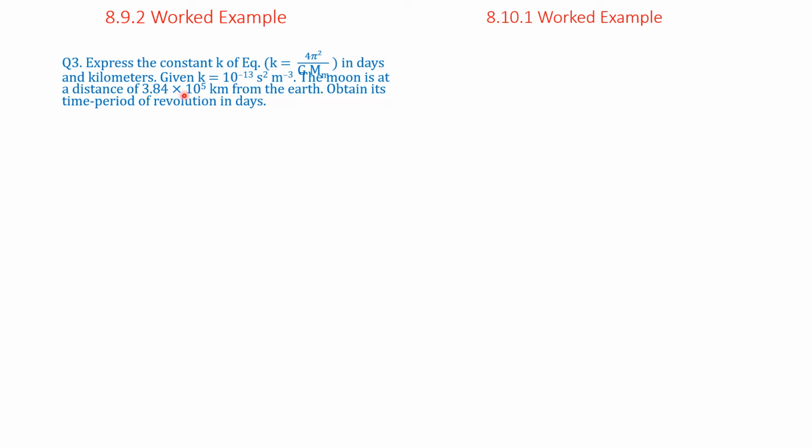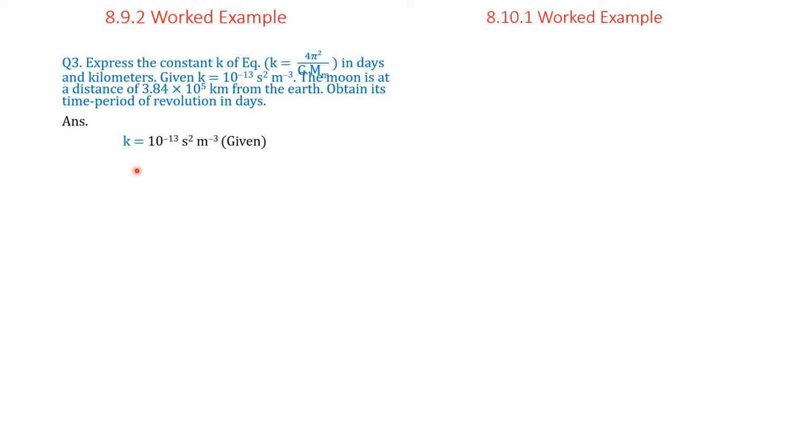Now we will take up some worked examples. Question number 3. Express the constant k, small k of equation k is equal to 4 pi square by GM in days and kilometers. Given k is equal to 10 to the power of minus 13 s square per meter cube. The moon is at a distance of 3.84 into 10 to the power of 5 kilometers from the earth. Obtain its time period of the revolution in days. Please read the question once again and interpret it. Let us solve it. Answer.